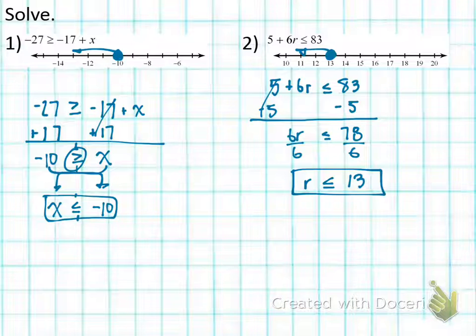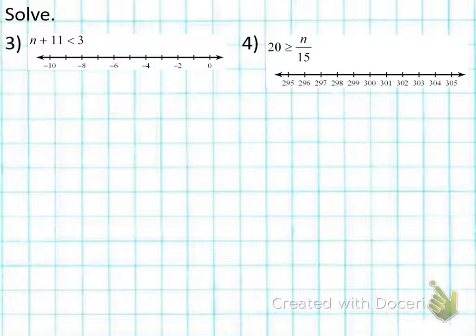All right, what I'd like you to do now is, cell 1 does number 1, cell 2 does number 2. Ready, set.